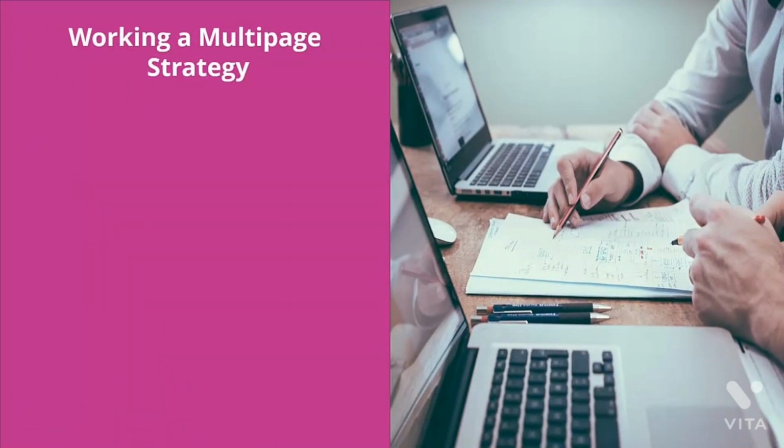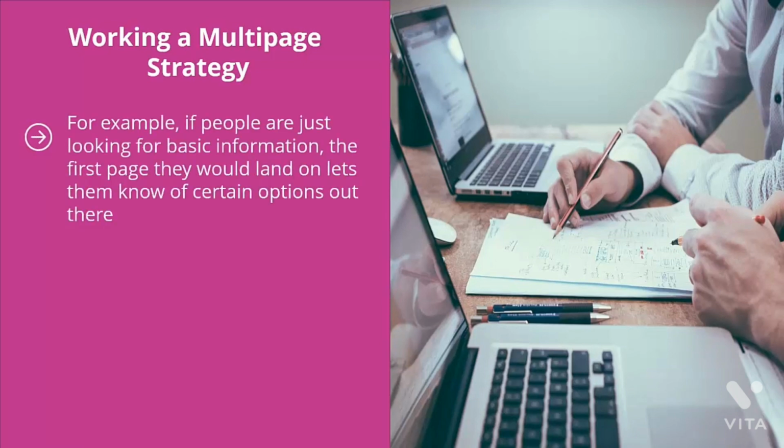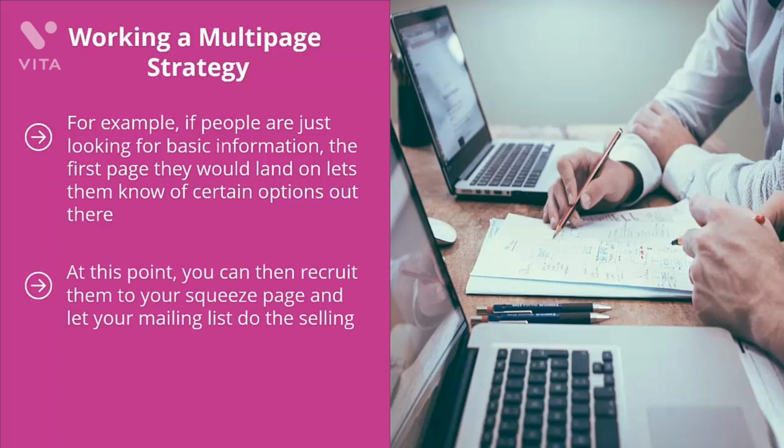Working a multi-page strategy. Once you pull traffic from Instagram to a page on your site, you have to have links in that initial content that would take them to a page that would further build their trust. For example, if people are just looking for basic information, the first page they would land on lets them know of certain options out there. Once they are excited about a particular option, they can click another link that would take them to a page that talks about a specific type of option, which they obviously already like. This page then gives enough details that they build trust. At this point, you can then recruit them to your squeeze page and let your mailing list do the selling.